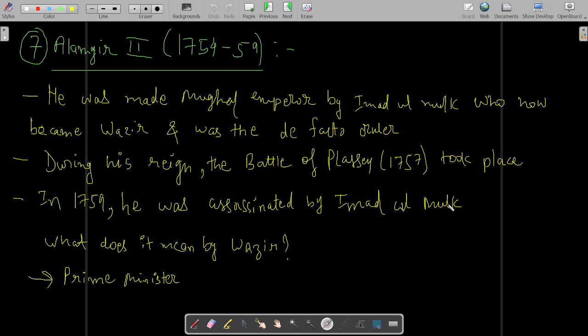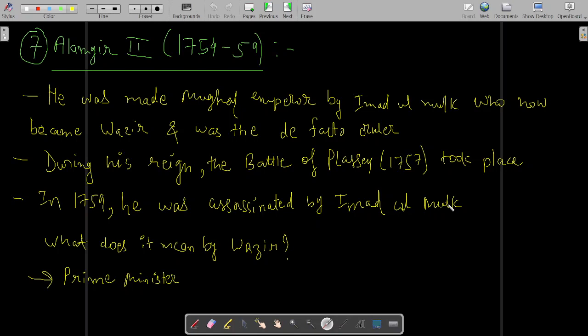Like during the reign of Akbar, what was there? The de facto ruler was also Akbar, and the de jure ruler was also Akbar only. So there was no such other authority. But when Akbar was a child, at that time the de facto ruler was someone else and Akbar was the de jure authority. You learn about this in medieval history. Akbar's father had died, I think, if I am not wrong. I am not remembering it properly.